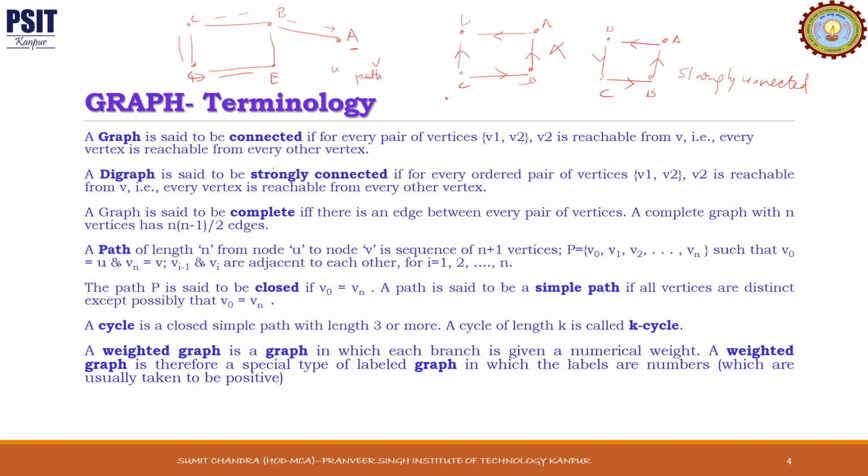Now comes the complete graph. In a complete graph, between every pair of vertices there is an edge, not a path. It means we can reach from one vertex to another vertex using only a single edge. So it means it contains the maximum number of possible edges. So a complete graph can be like this. Suppose this is the graph.